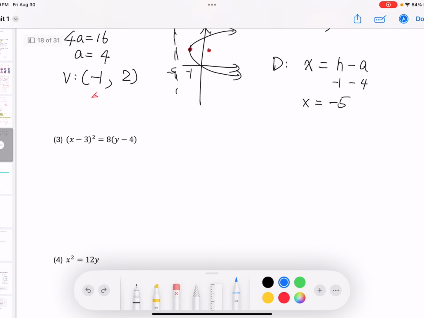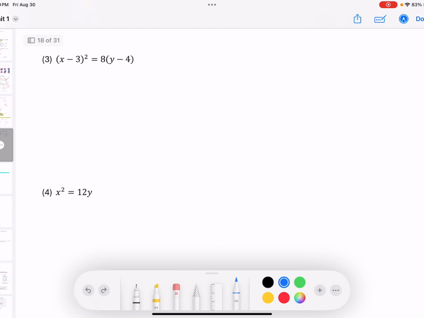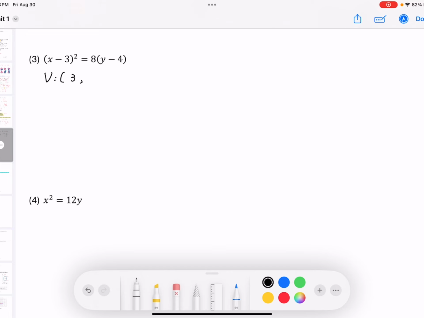Don't let this color confuse you. Next one, let's see. The graph is open... So what is the vertex? The vertex is h comma k. h is 3, k is +4, because we find the h from the x side, and the k from the y side. And the squared appears on the x. That means we have an upward or downward opening graph.